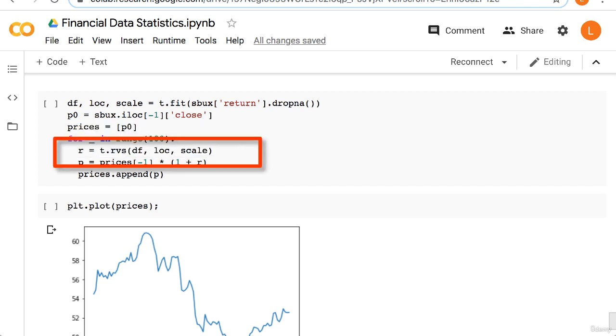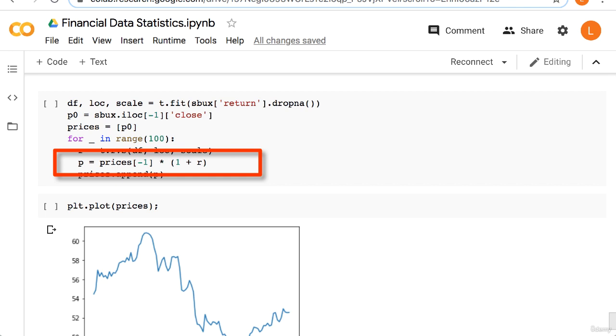Inside the loop, we sample from our t-distribution. This is accomplished by calling the rvs function. The return value is a sample from the distribution, which is a simulated stock return. Next, we calculate the next price by taking the last price and multiplying by 1 plus R. As before, we save this to our prices list, and then we plot the final prices.